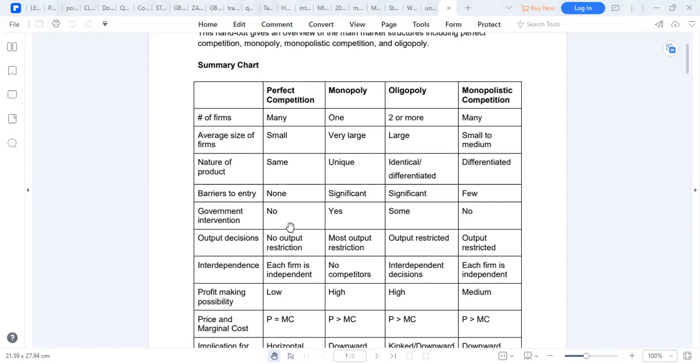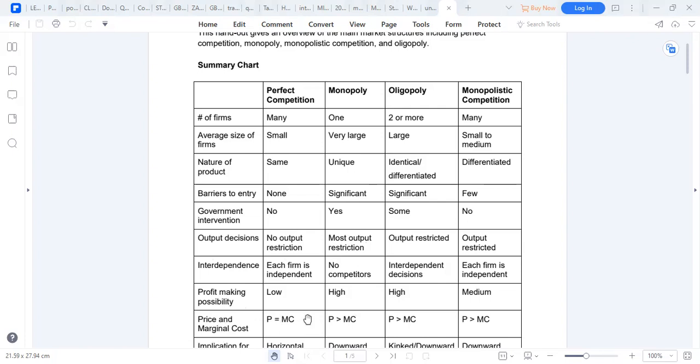So in this market structure, the government has significant interventions where they get to regulate the prices to avoid unnecessary abnormal profits or price discrimination. So the output decisions here are restricted. So there is no competition in this market structure. There's only one major seller, and profit-making possibility is high. They make abnormal profits in the short run.